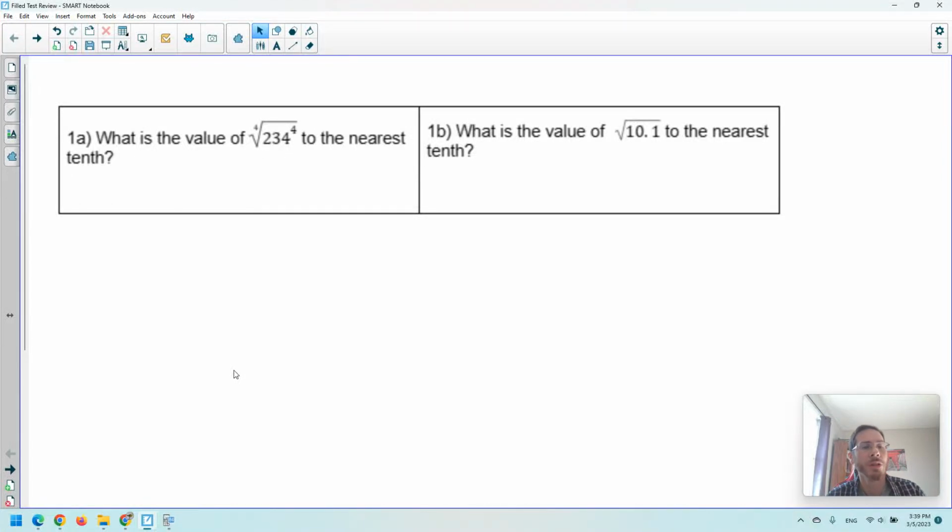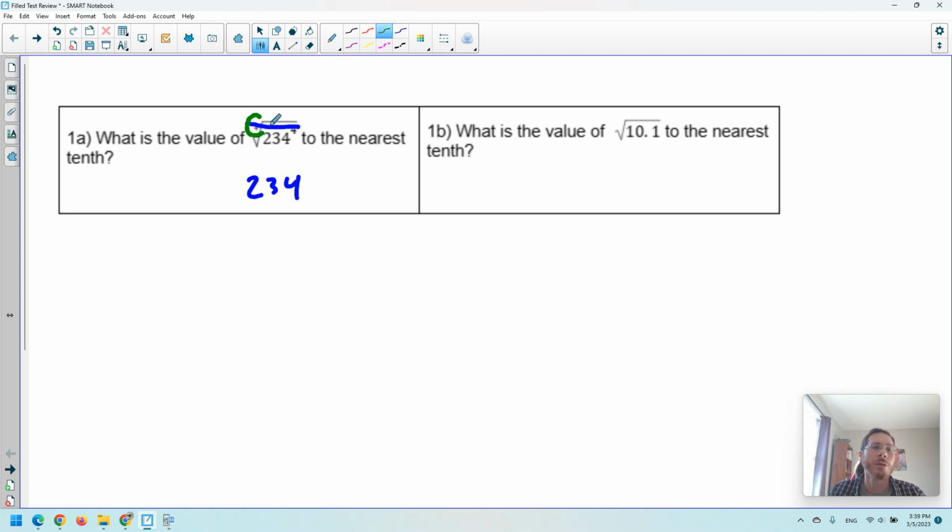All right, so this is the Unit 5 test review. So we'll check out number one. Number one says, what is the value of the fourth root of 234 to the fourth to the nearest tenth? So we can go ahead and just cancel these out, and we'll end up with 234. So that's all we have to the nearest tenth.